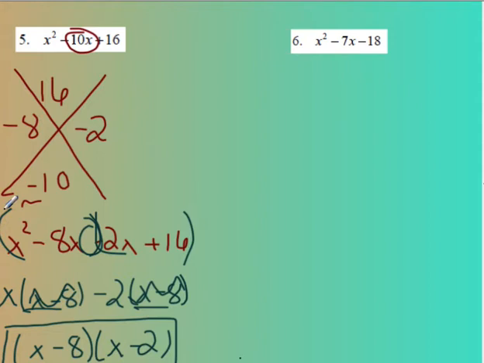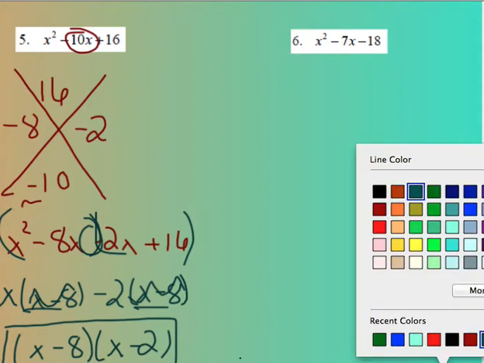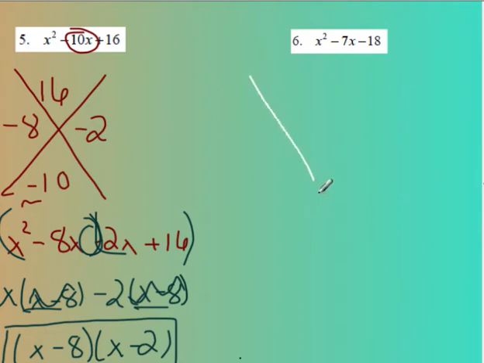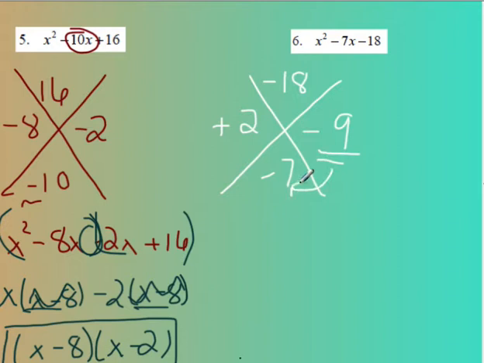Let's take a look at number 6. Again, for number 6, we do not have a greatest common factor. So I'm just going to go ahead and set up my x. Here I'm multiplying to a negative 18 and adding to a negative 7. When you multiply to a negative product, that means you need to have a positive and a negative factor. So what multiplies to negative 18 and adds to negative 7? I'm going to need a positive 2 and a negative 9. The 9 has to be negative because that's the only way that the 7 is going to be negative.